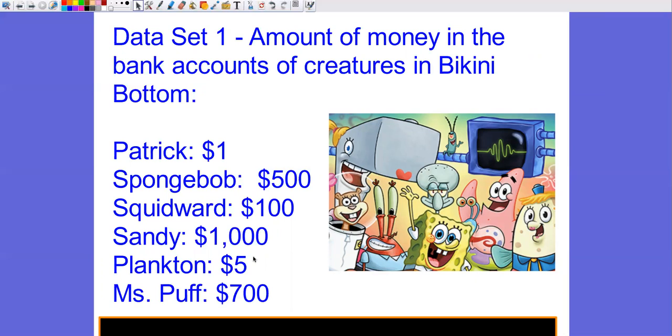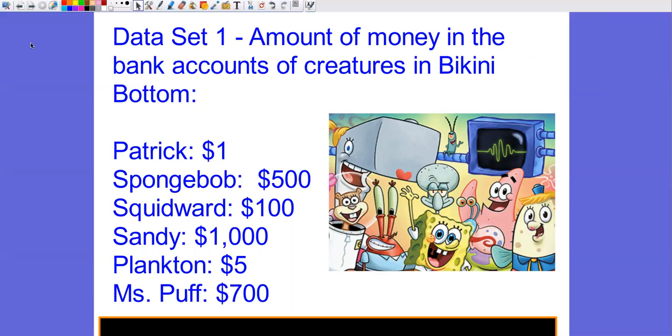Let's say I found the range, so the measure of variation with the range. I take the greatest value, which is 1,000. I subtract the least value, which is poor Patrick. I subtract $1. 1,000 minus 1, that's 999. So the range says that these data are spread among $999. That kind of makes sense, right?